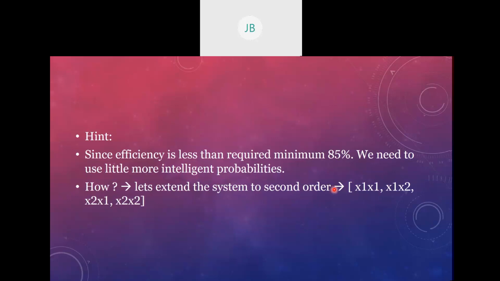First symbol and first symbol, first second, second first, and second second. These are the four combinations we can do. And then basically we are trying to transmit in this way two symbols at a time. And we will find the probability for each of these four symbols, and then check whether we can achieve the efficiency of 85%.